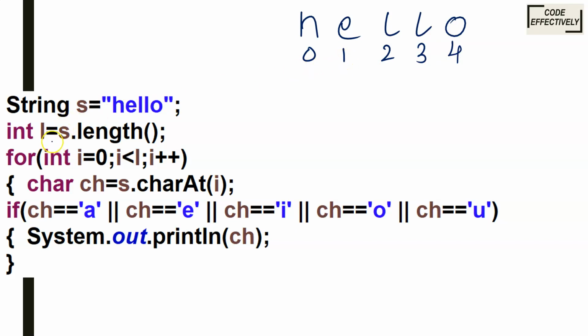Now let's start. We have to find the length. int l equals s dot length. It is used to find the length of the string. The length of the string will be 5 because the length goes 1, 2, 3, 4, 5. Length is 5 and the indexing goes from 0.